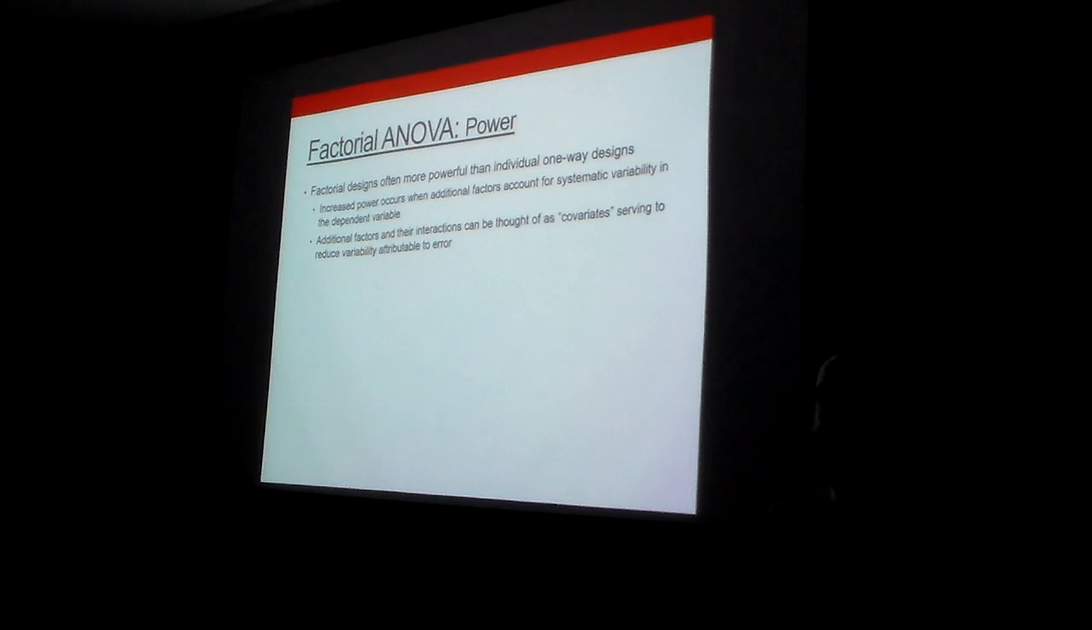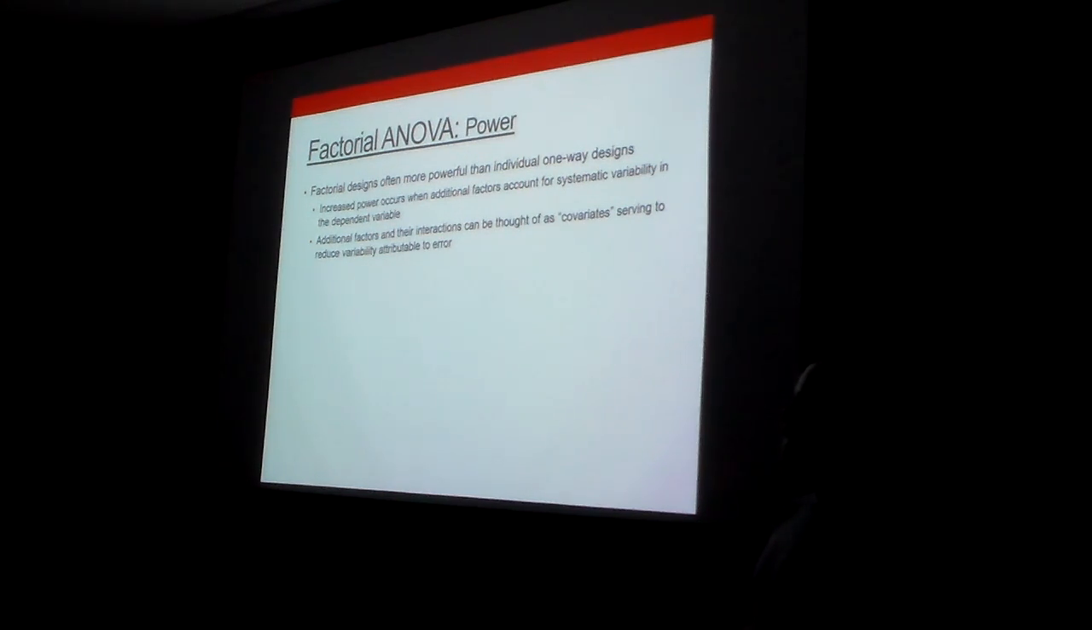Think about adding additional factors as adding additional covariates, right? If I'm looking at performance across temperature, I'm like, okay, temperature does a nice job of accounting for performance, but where's all that variability that's due to humidity levels? Where's that going in our one-way model? Where does that get captured in our one-way ANOVA model? In my error term, right? Because I didn't model for it. And so that's all going in my error term.